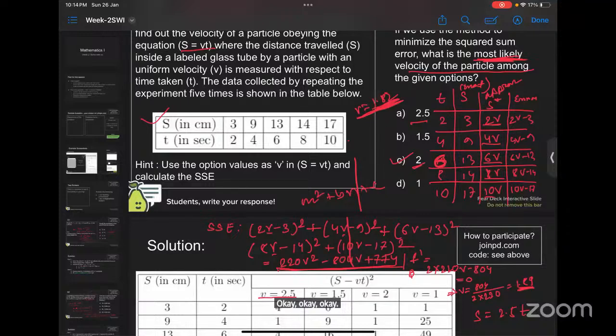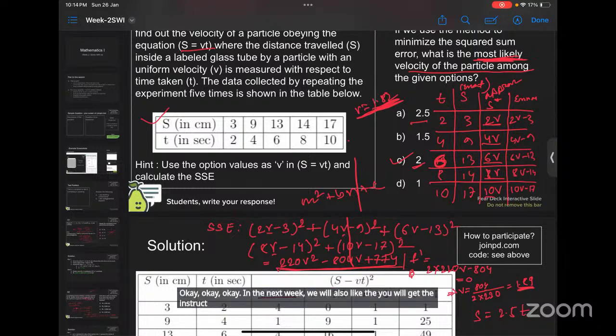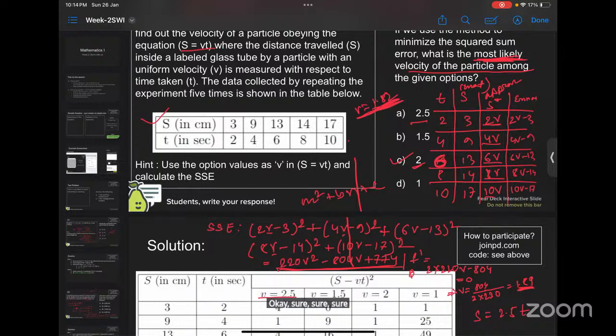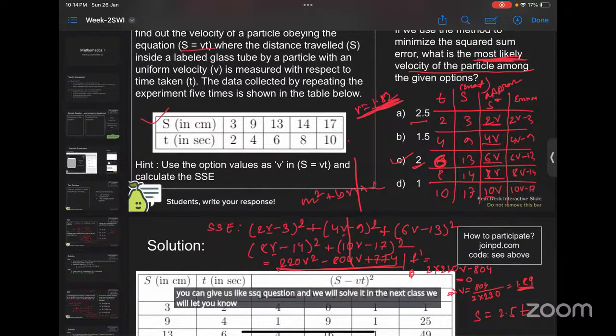Ma'am, can we also solve more SSC questions right now? If you can give us SSC questions, we will solve them in the next class. We will let you know if there are more SSC questions. Sure, I will give you. Next class is, I guess, a Hindi session, and Tuesday we have the open session, right? So in the open session, also in the next session, I will give you some SSC problems. Then in the open session, we can discuss if you are facing any difficulty.